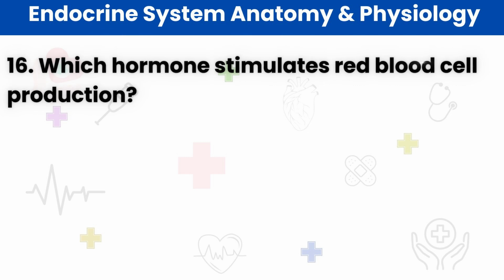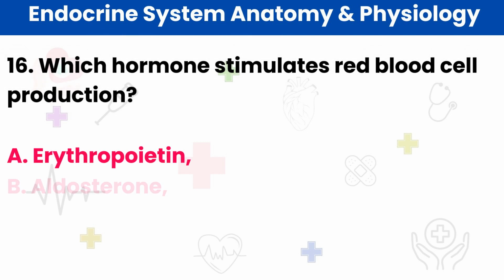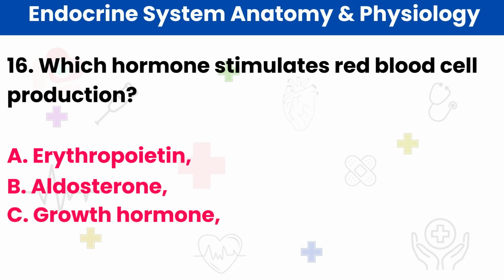16. Which hormone stimulates red blood cell production? A. Erythropoietin. B. Aldosterone. C. Growth hormone. D. ACTH.